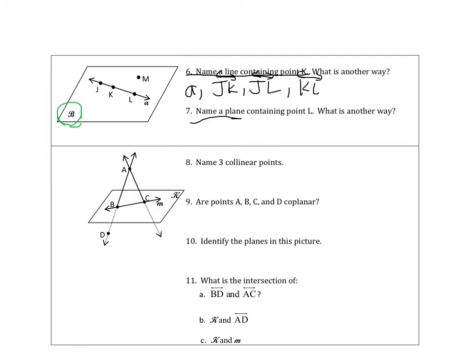I can name it all these different ways. So if I'm looking at a plane containing point L, this entire plane all contains L. So how do I name it? Well, I can name it plane B, or I can name it JKM, or any three letters that are non-collinear. The only thing that doesn't work would be if I tried to say plane JKL. If I put JKL, I don't know if you're talking about the plane or the line. So you can't say it that way. That doesn't work.